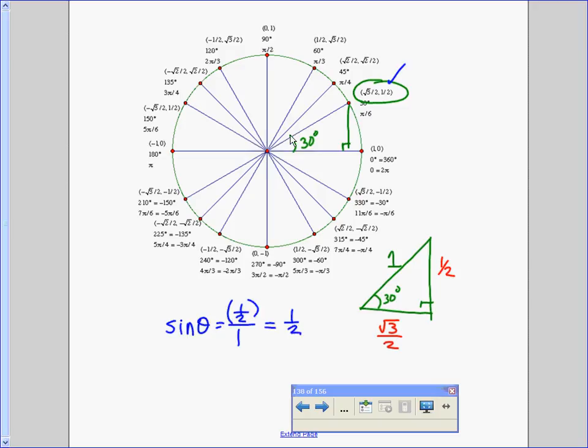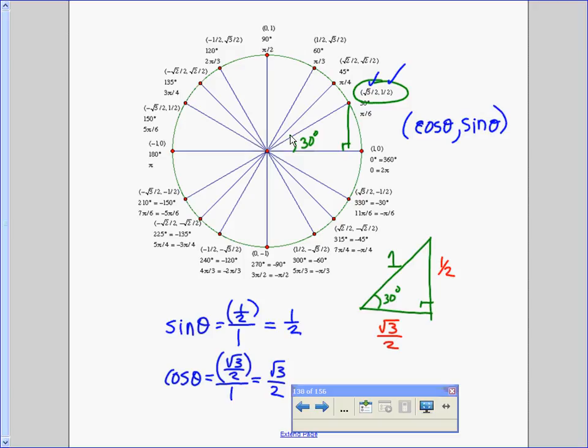And that's where we get this from. That's our sine. And then when we're looking for the cosine of theta, we end up using our adjacent over our hypotenuse, which is root 3 over 2 over 1, which gives us root 3 over 2. And we have our cosine.